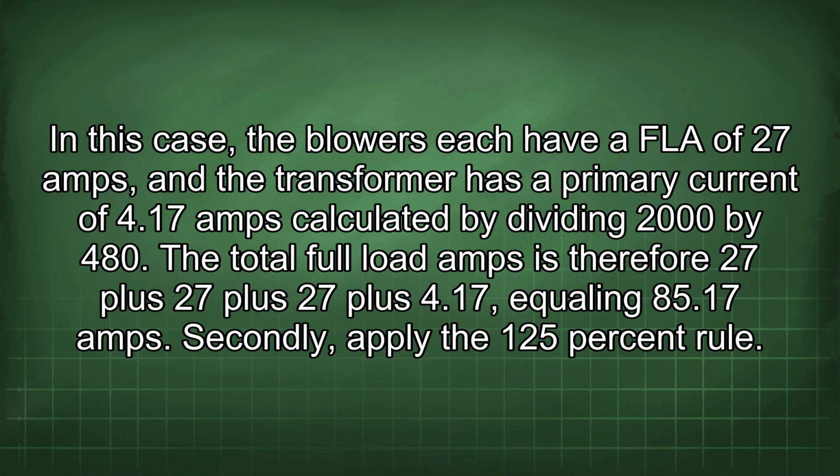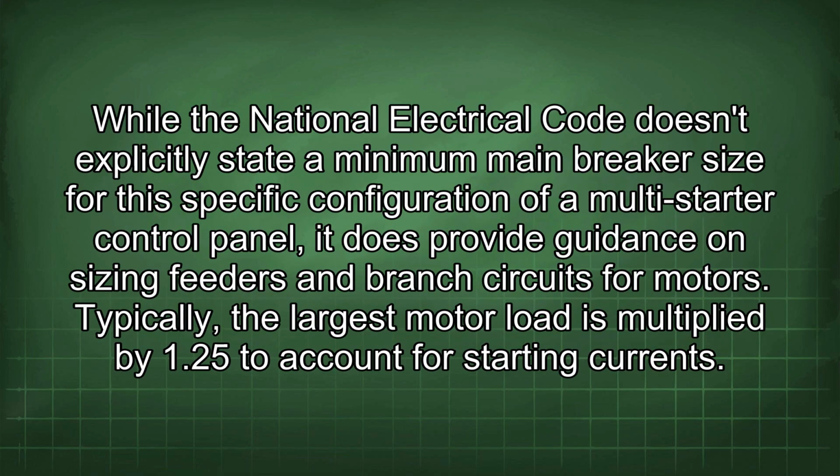Secondly, apply the 125% rule. While the National Electrical Code doesn't explicitly state a minimum main breaker size for this specific configuration of a multi-starter control panel, it does provide guidance on sizing feeders and branch circuits for motors. Typically, the largest motor load is multiplied by 1.25 to account for starting currents.